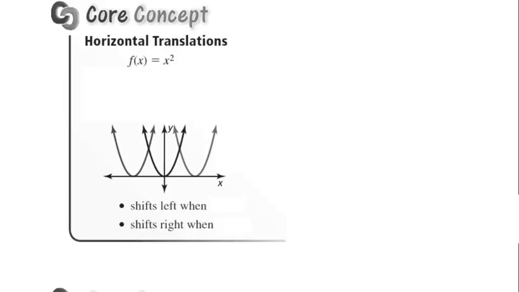All right, core concepts, horizontal transformations. Quick reminder, remember everything inside the parentheses is x and backwards. Outside the parentheses is y and normal. So everything up and down is outside, everything left and right is inside. Just a quick reminder.